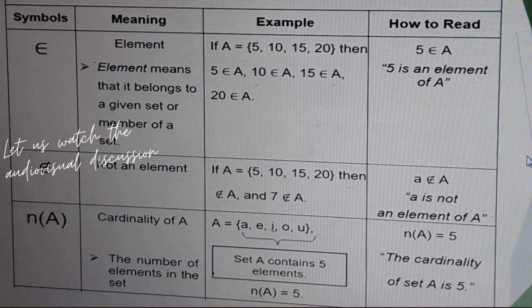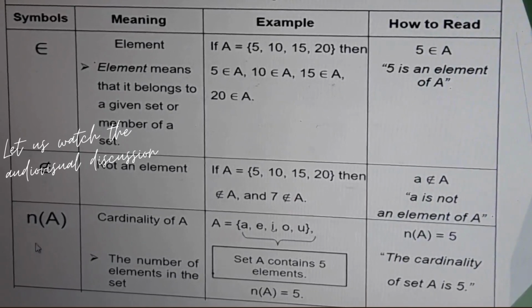Now, how do we read that? You have there 5, an example. 5 is an element of A. Another symbol, bold letter E with a slash, means it's not an element of. For example, if A is composed of 5, 10, 15, 20, then 7 is not an element of A. It's not included in the set, in the roster. Another example: the letter A is not an element of set A.